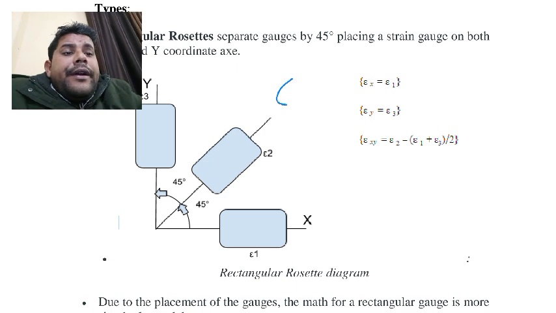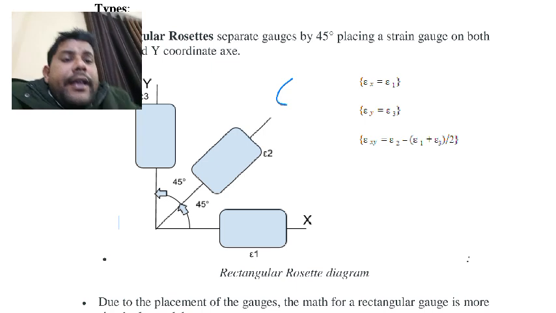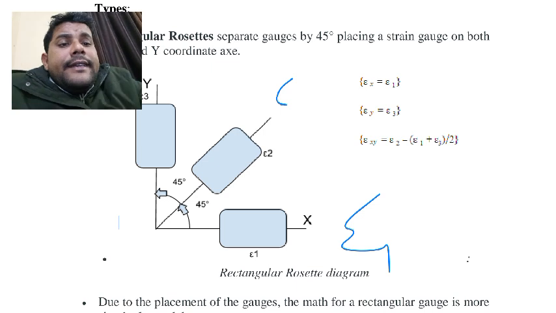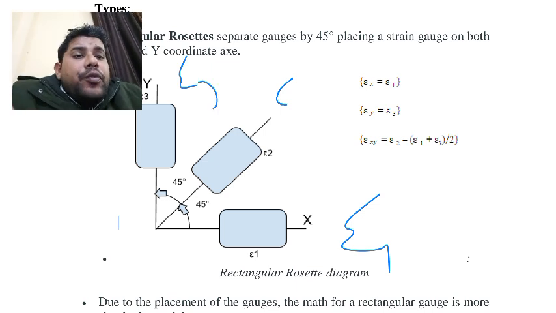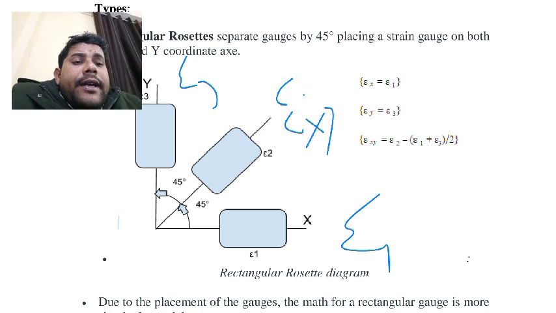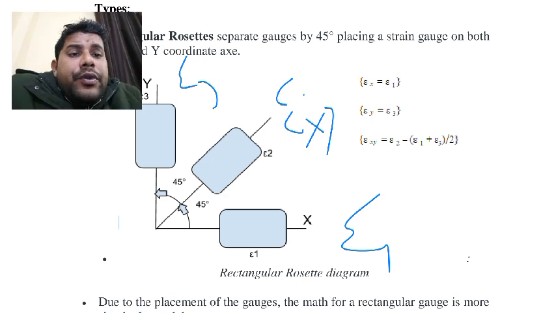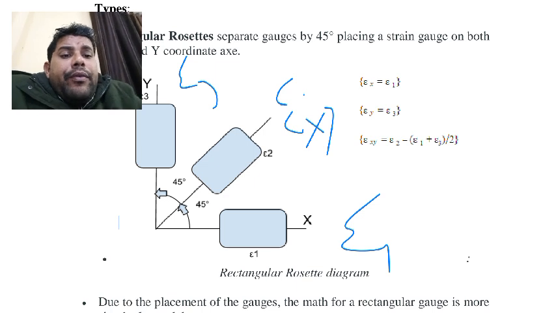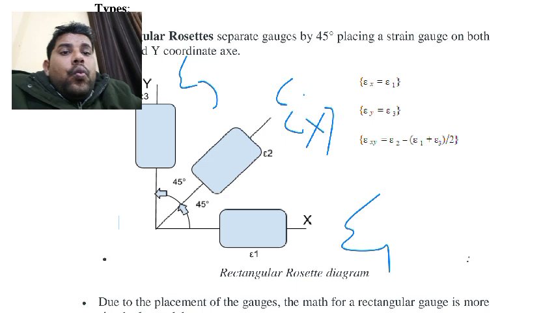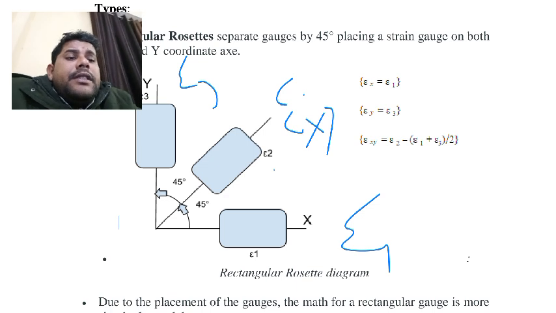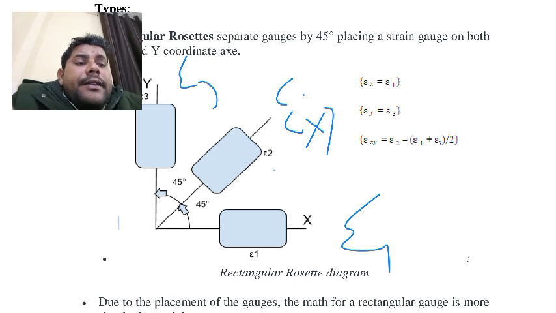So this is E1. Suppose strain E1 is in the x direction and E3 is in the y direction. E2 is at a 45 degree angle from both the x and y directions. So we can calculate EXY, the resultant, as E2 minus the average of E1 plus E3. EXY can be calculated in this direction.